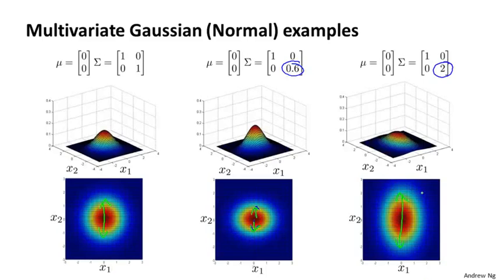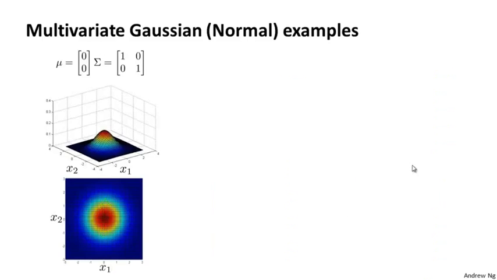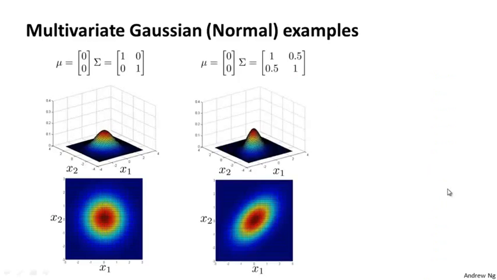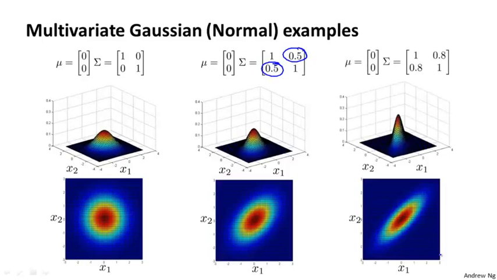Now, one of the cool things about the multivariate Gaussian distribution is that you can also use it to model correlations between the data. That is, you can use it to model the fact that x1 and x2 tend to be highly correlated with each other, for example. So specifically, if you start to change the off-diagonal entries of this covariance matrix, you can get a different type of Gaussian distribution. And so as I increase the off-diagonal entries from 0.5 to 0.8, what I get is a distribution that's more and more thinly peaked along this sort of x equals y line.